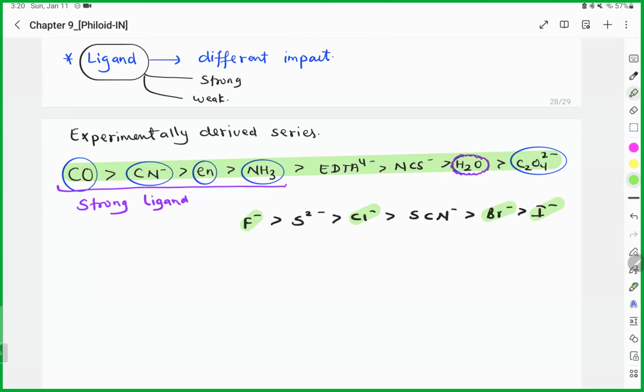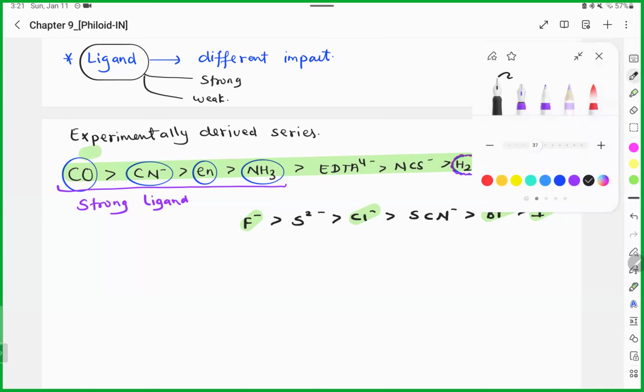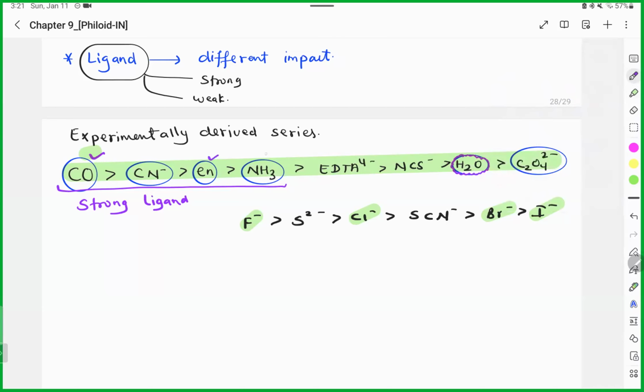Correct? Like if an element is more electronegative, then it will be stronger. But it is not universally correct. Otherwise, fluorine would have been the strongest ligand so far, because charge is also one of the factors. Even neutral molecules are strong ligands, like carbonyl, then ene, ammonia. These are the strong ligands without any charge.